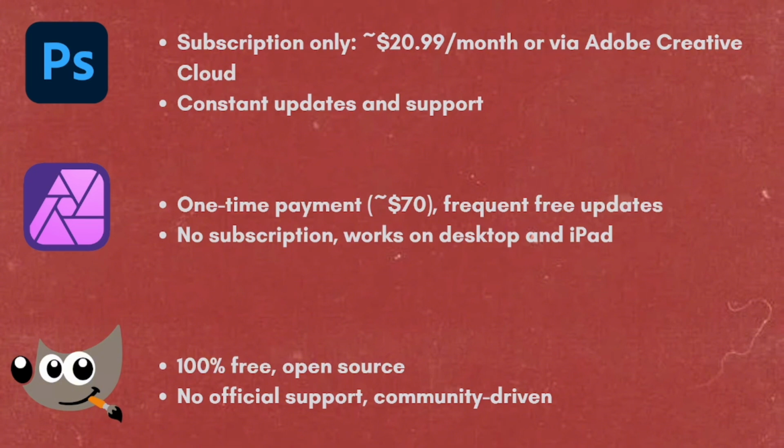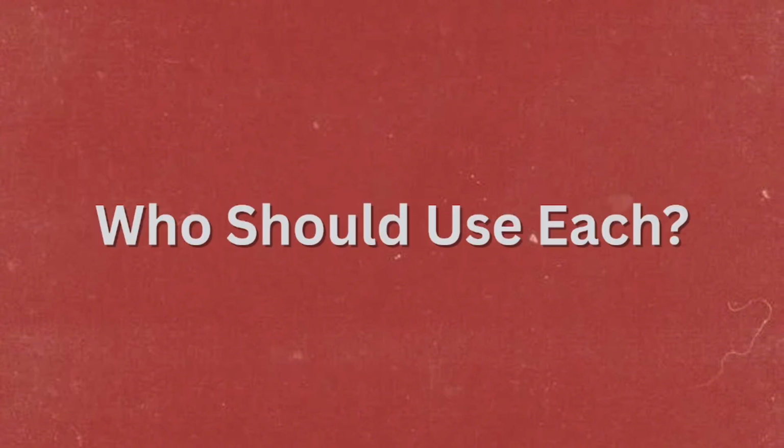Now for Affinity Photo, it has a one-time payment of $70. It has frequent free updates, and no subscription, and it works on desktop and iPad. GIMP is 100% free and open source, so no official support and it is community driven. So Affinity Photo offers the best deal for serious editors on a budget, and GIMP wins for completely free power users.